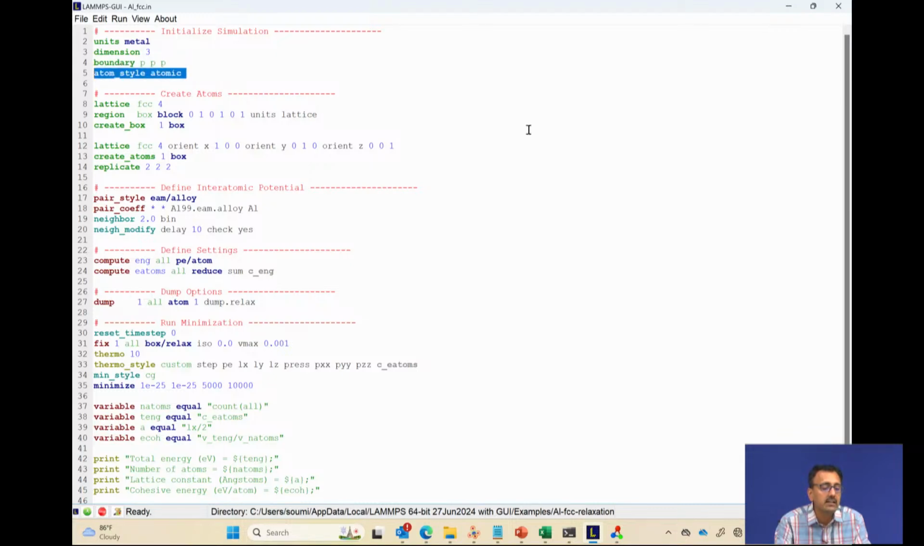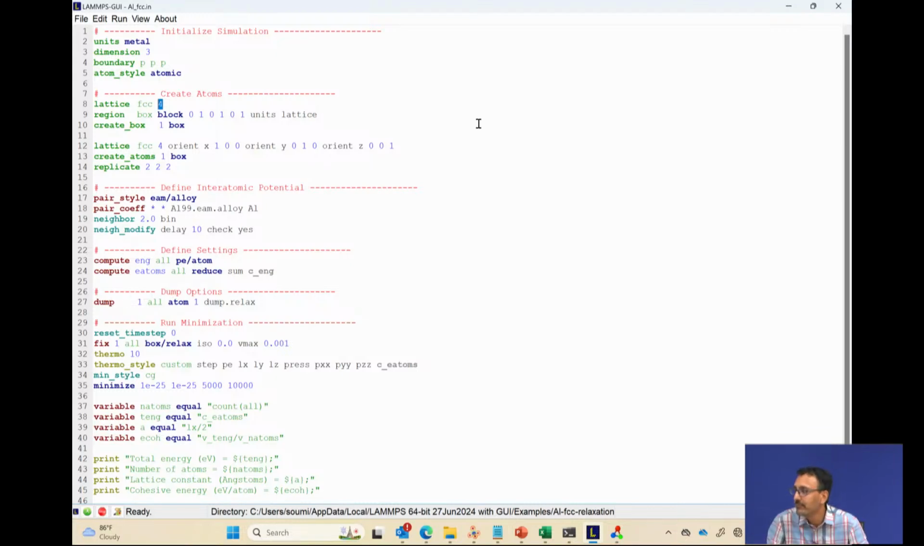The atom style here is atomic, so it tells the system that we are looking at a set of atoms. If it's a molecule, it will be treated in a different way, but in this case we are looking at simple aluminum, so it's atomic. The next one is how you create the atoms and the region in space that you want to develop your crystal in. In this case it's an aluminum FCC crystal. So the lattice command sets it up as FCC with a lattice parameter that needs to be supplied, and we have randomly supplied a lattice parameter of 4 angstrom.